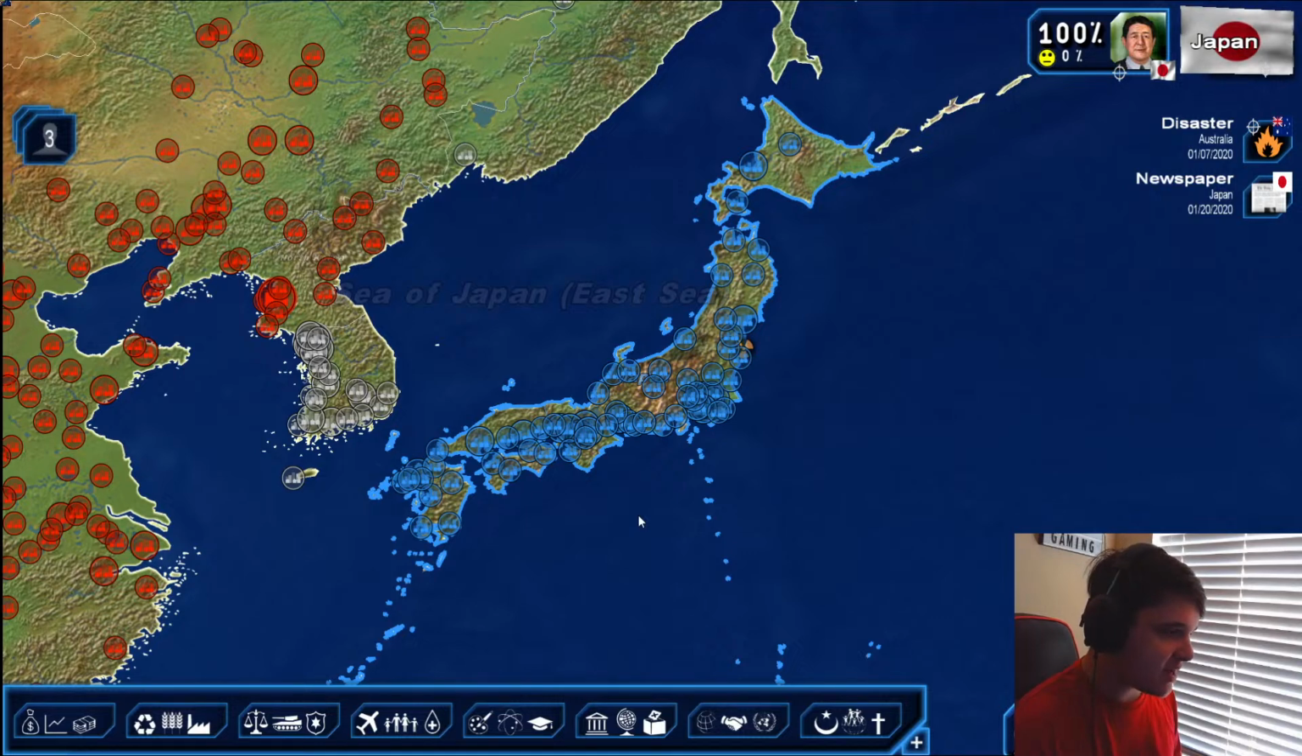It's really not a matter of whether the LDP is going to lose in Japan. It's going to be a matter of how much the LDP loses by.